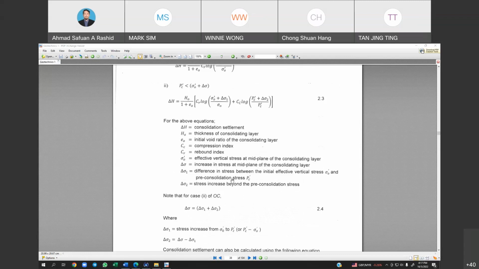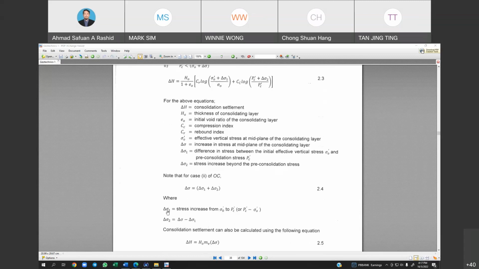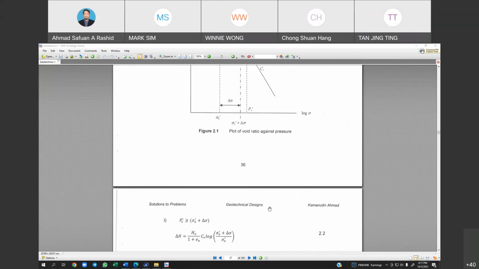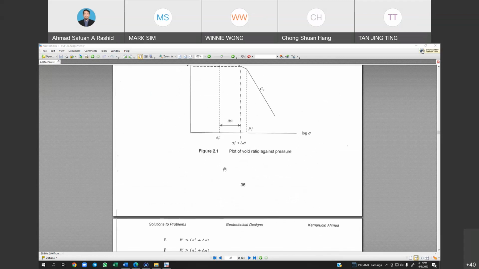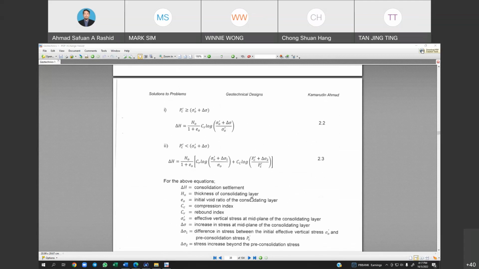Okay, then Dr. Kamarudin explains what delta sigma 1 and delta sigma 2 are. Delta sigma 1 is the stress from sigma naught to PC, and delta sigma 2 is delta sigma minus delta sigma 1. You may refer to this diagram to understand more about delta sigma 1 and delta sigma 2.